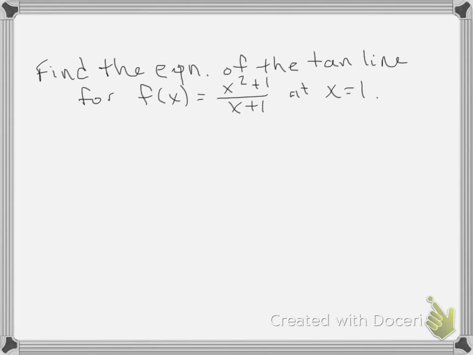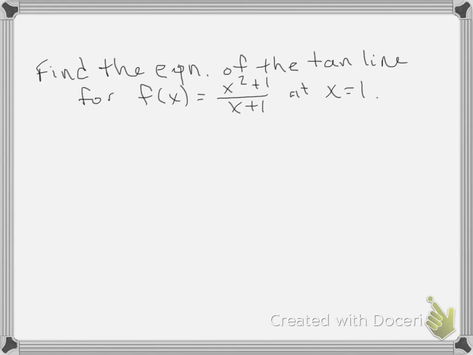Okay, for this problem we're going to use the power of derivatives to find the equation of the tangent line for f of x equals x squared plus 1 over x plus 1 at x equals 1. Now, if you're thinking we could factor that and cancel some stuff out and make the function easier, wrong. You cannot factor x squared plus 1. X squared minus 1 would factor nicely, but x squared plus 1 does not.